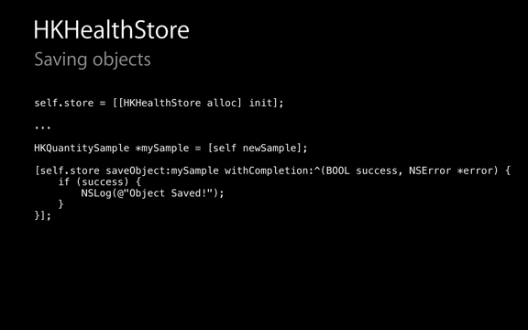Here's an example of us saving some data to HealthKit. First, we create our health store. Next, we create a quantity sample. We can then pass our sample to our health store using saveObject with completion. And voila! We have officially saved data in HealthKit.